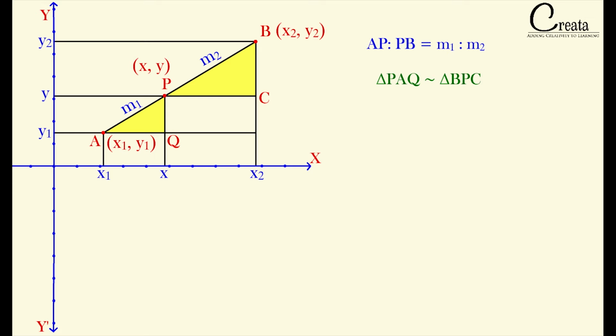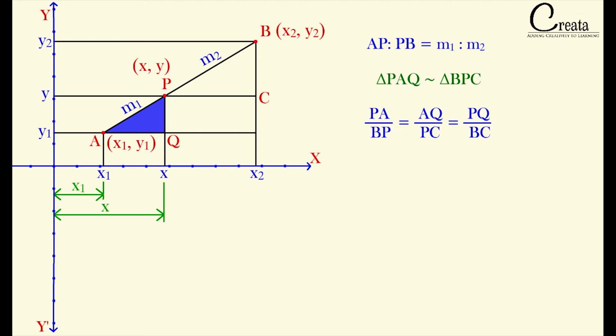So we can say the ratio of their sides will be equal, that is, PA upon BP is equal to AQ upon PC is equal to PQ upon BC. We got the ratio of the sides as equal to each other. Further, let's see the sides of this triangle. If we observe the triangle APQ, can we find the length of the side AQ? Here this complete length is x and this length is x1. So can we say AQ is equal to x minus x1? Similarly, we can also find the side PQ, which will be equal to y minus y1.